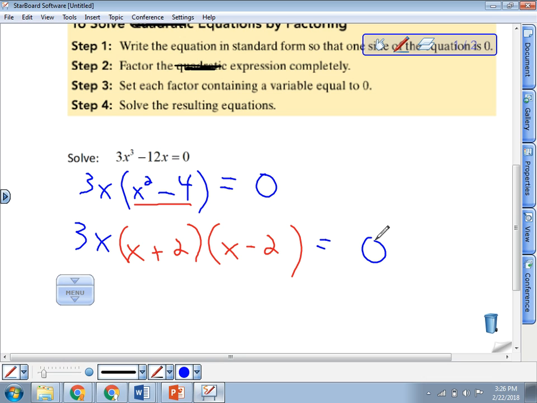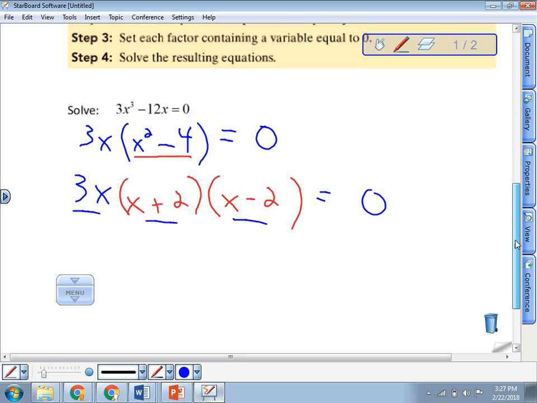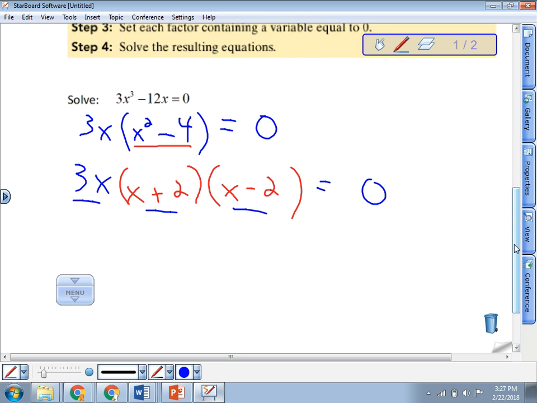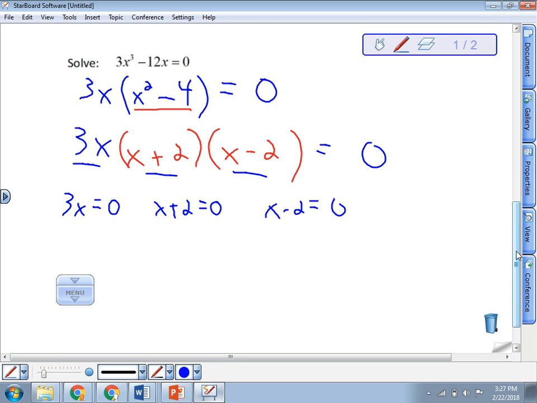So I'm multiplying these three, and this times this equals 0. Well, then one of them has to be 0. So this is where we set each equal to 0 and solve for x. We're going to say 3x equals 0, x plus 2 equals 0, and x minus 2 equals 0. Then we're just going to solve for x. Well, 3 times x equals 0. 3 is not 0, so x has to be 0. But if you weren't sure, divide each side by 3. So there, x equals 0.